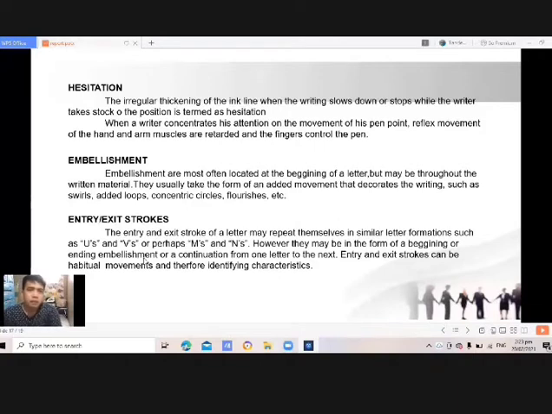Embellishment. Embellishment is most often located at the beginning of the letter, but may appear throughout the written material. They usually take the form of added movement that decorates the writing, such as swirls, other loops, concentric circles, flourishes, etc.